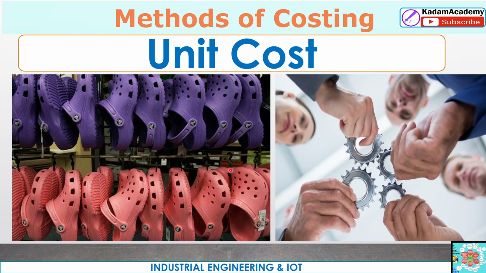Now moving to the unit cost. This is nothing but the simple way you can see in this picture. This method is adopted by firms which supply a uniform product. You can see here in the picture, these products are uniform. Only a single product they are manufacturing. There is no variety of products, such as mines or quarries. These are the simple examples shown to you. They are manufacturing only a single product.